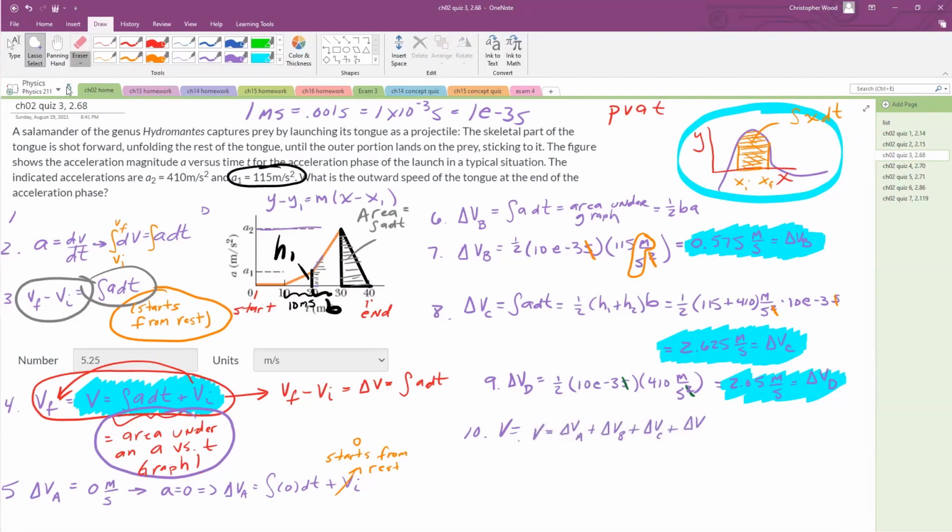Okay. I'm going to reuse this. And I have all of these values sitting here. So I'm going to add them all up.